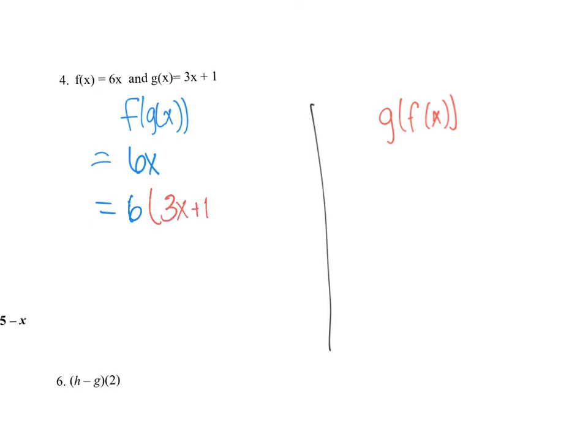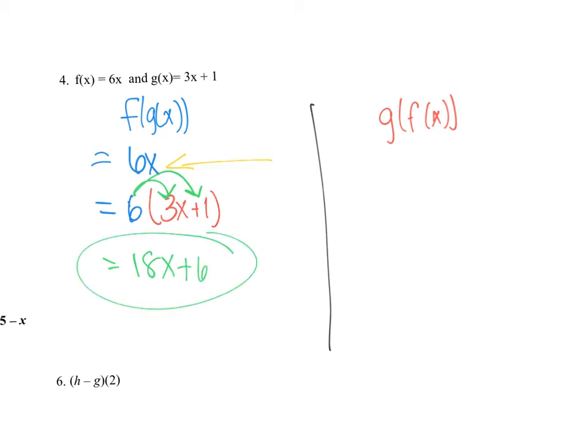Good. Now here, remember, on this spot, that x disappears. We no longer have that x in there. Our function is taking over for that x. Okay? So right here, this x goes away. Now what's my next step after I plug in? Distribute, good. 6 times 3x. 18x, good. Whatever I do to one side, I have to do the other. What's 6 times 1? Good, this is my answer. 18x plus 6 is my answer.